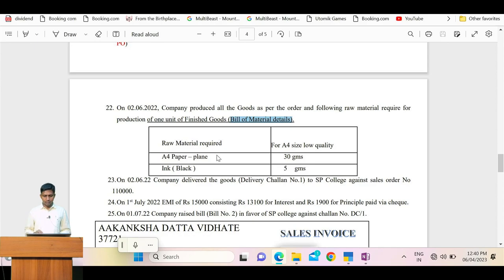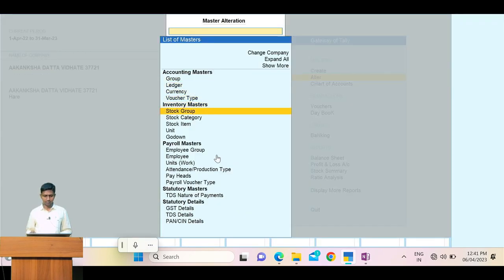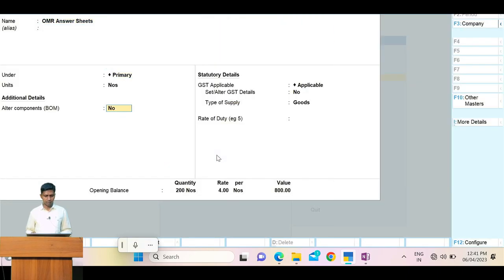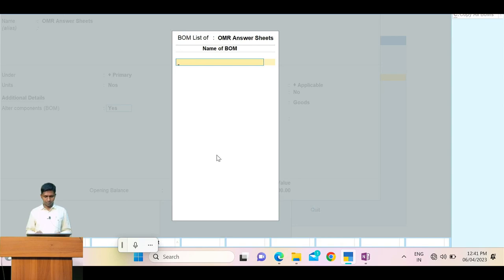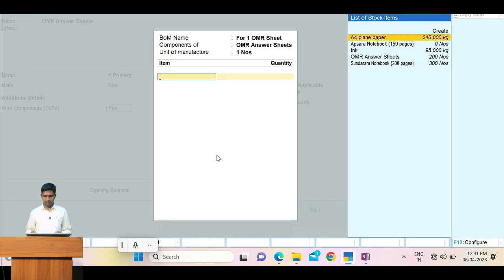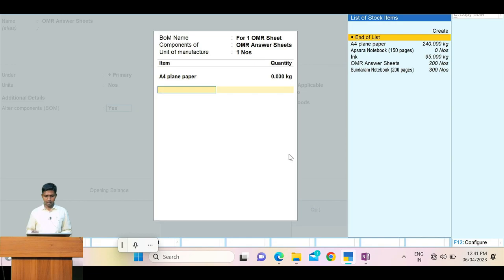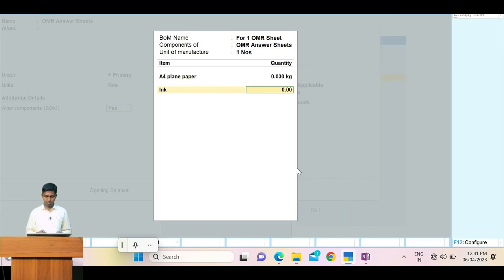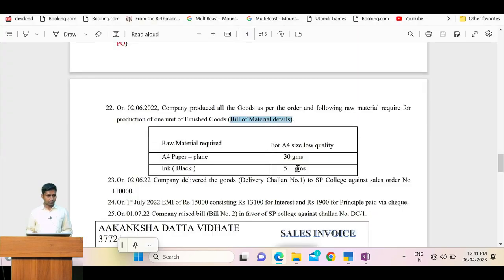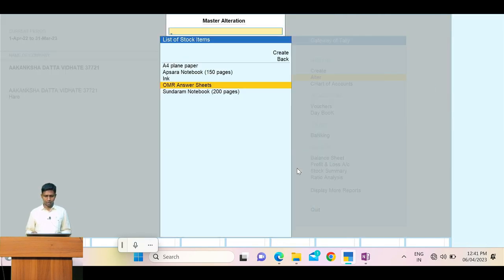Okay, we are resuming back. Bill of material details here. As I said, alter the inventory item, stock item, then OMR sheets here, and then bill of material say yes. Here for one OMR sheet, we require A4 size paper, 30 grams only, therefore 0.030 kg, and then we require ink 5 grams, 0.005 kg, that means 5 grams. Okay, and then end of list, say enter, accept it. No need to change anything other than this.